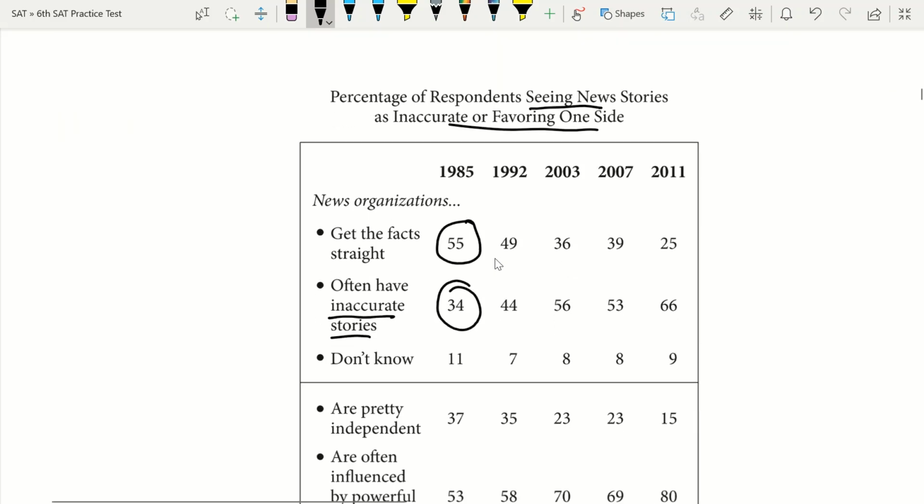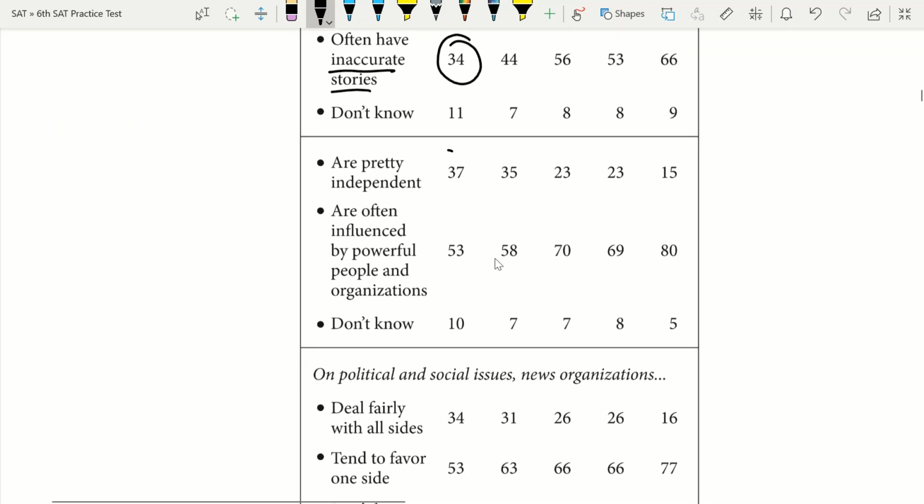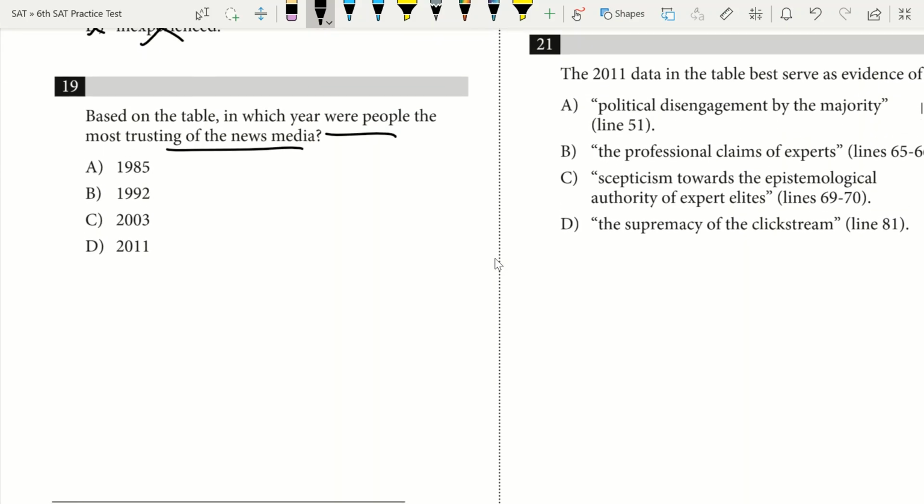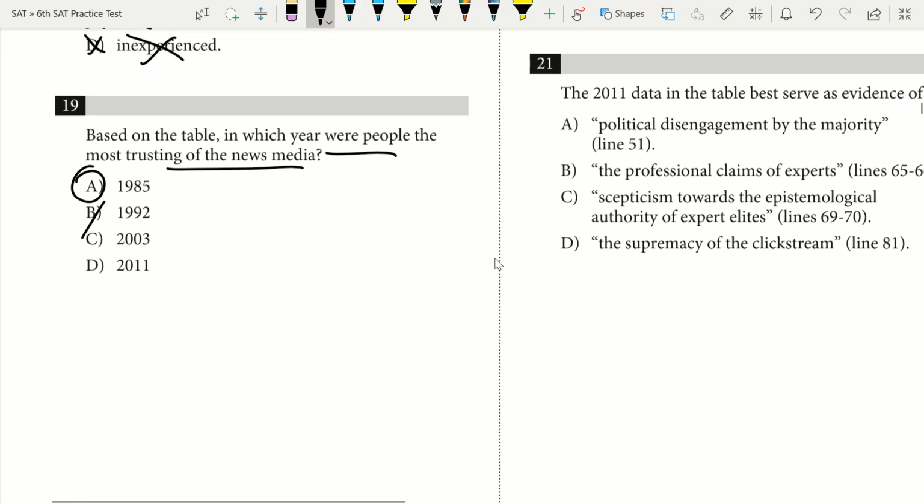So we see that that's in 1985 as well. We want a high percentage saying they're independent, a low percentage saying they're influenced by outside organizations. We see all of that occurs in 1985, so that'll be our answer there. So I believe that that was A, and it is A. So 19 there, our answer is going to be A, because that's the year when they trust them the most.